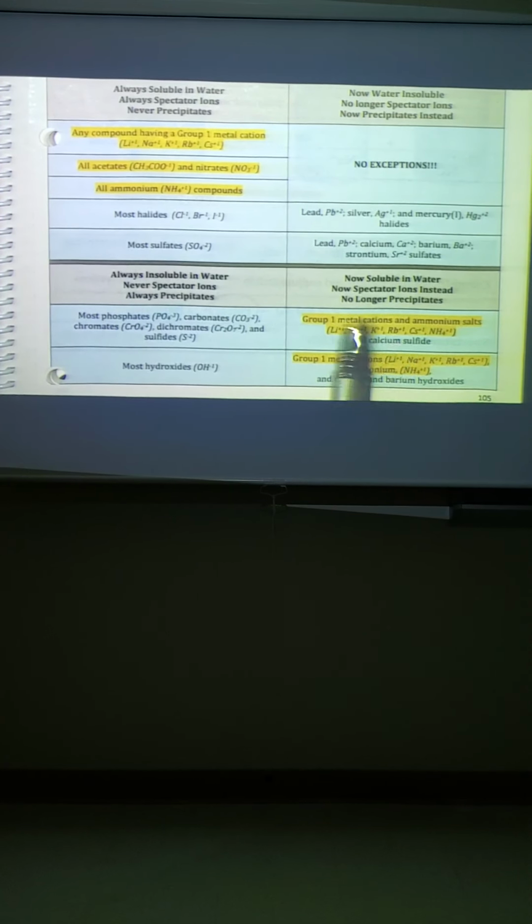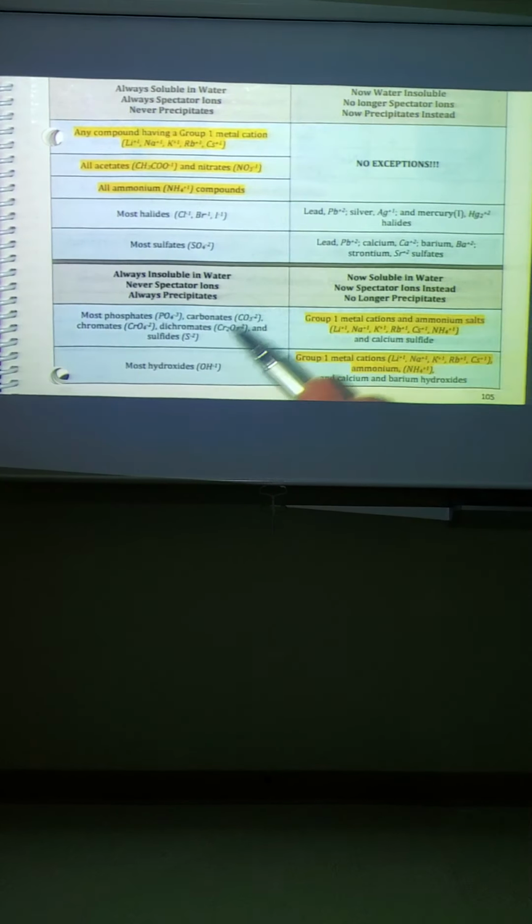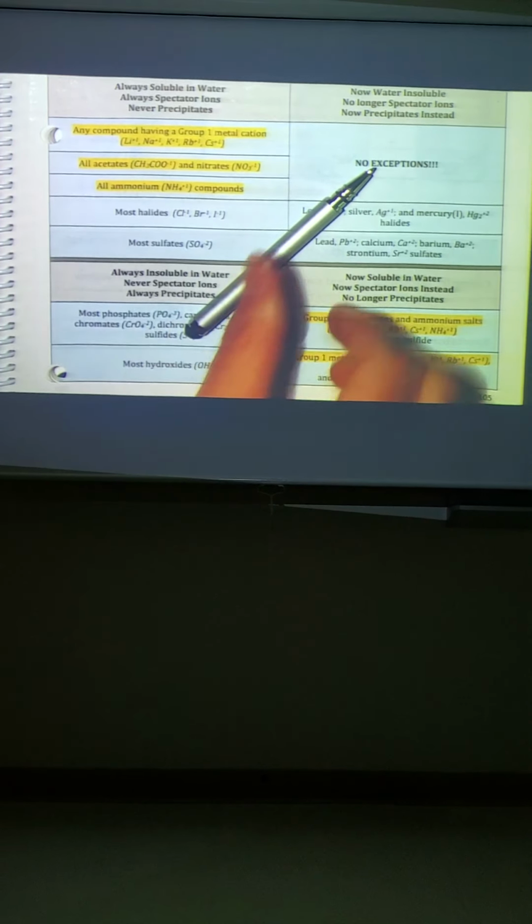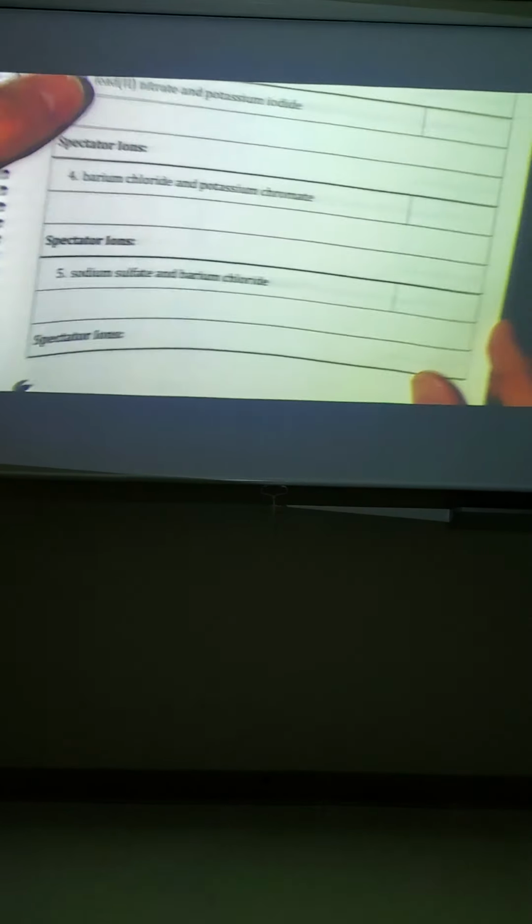So it's really this diagonal here. That diagonal is the ones that never precipitate, they're spectators, they're soluble. And it's this opposite diagonal that we have to watch out for when we look for precipitates or water insoluble. So again, it's either precipitates or the spectator ions. So that's the idea of how to look at that table. So we're going to flip over and do some practice.